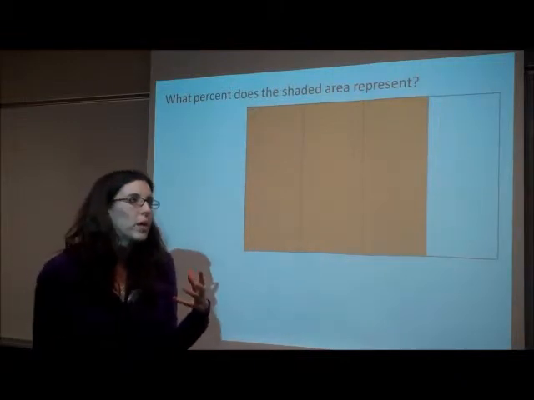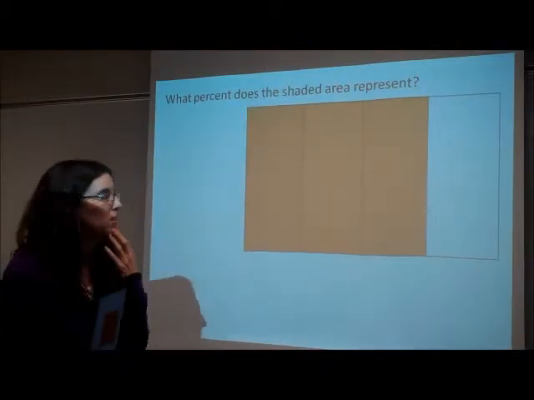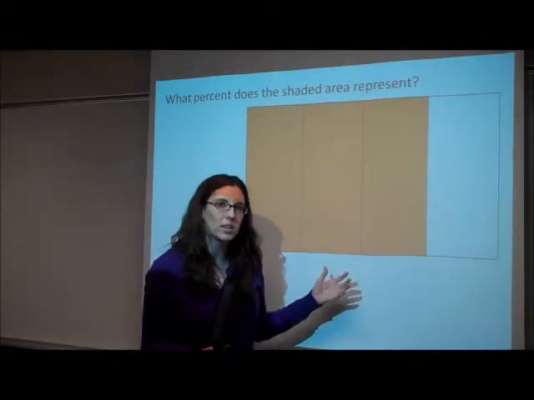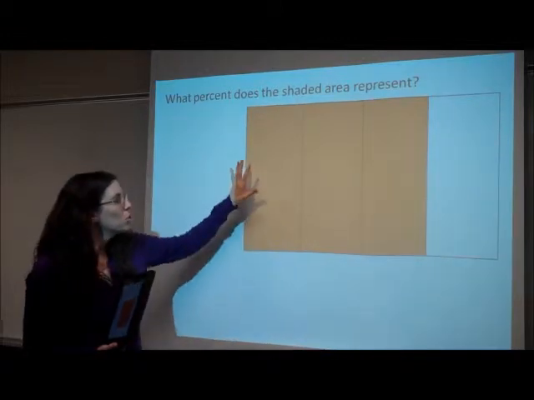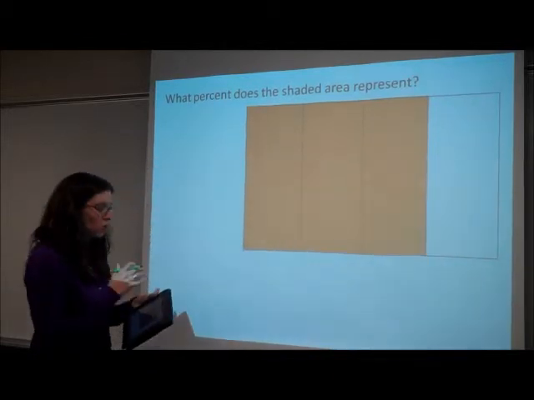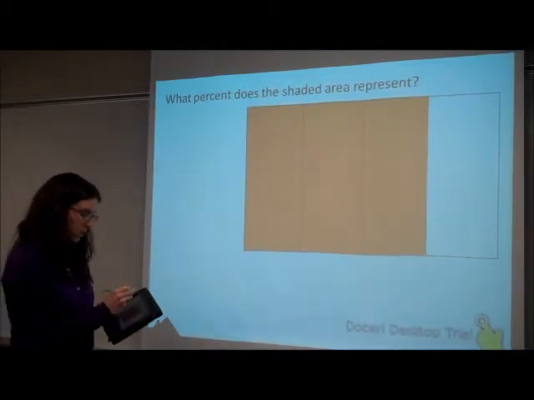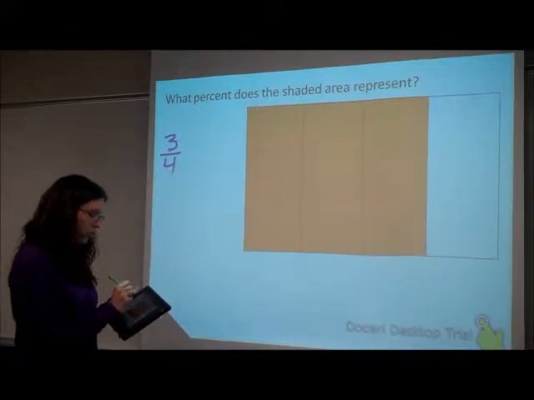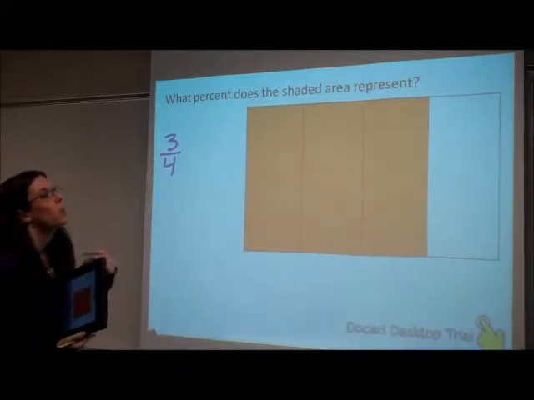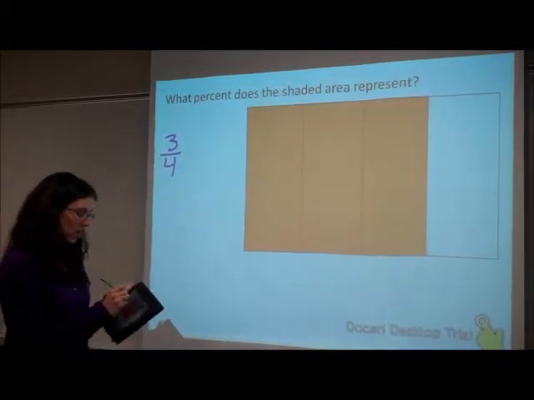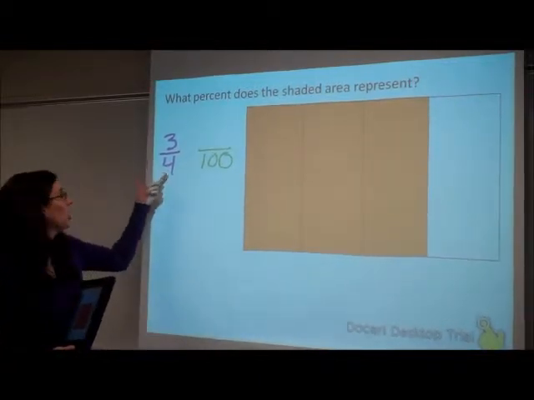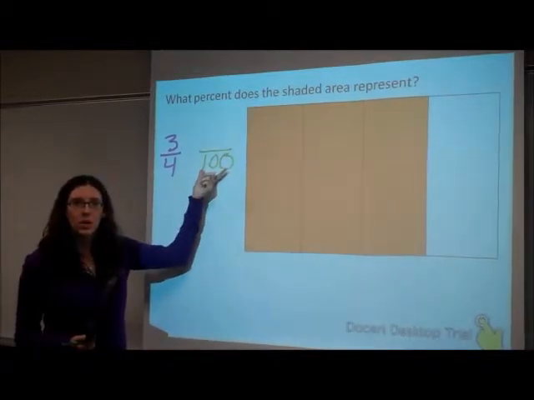Now we're moving to when we don't have 100 boxes. What percent does the shaded area represent? In your book, they'll ask you to write this as a ratio first. We have a total of 4, and I have 3 shaded in. So writing this as a ratio, first of all, it would be 3 out of 4. 3 are shaded in out of a total of 4. Well, remember, a percent is always out of 100. So I want to find an equivalent ratio where 100 is my denominator.